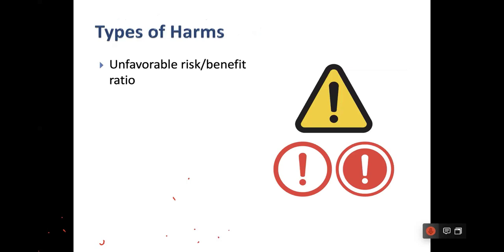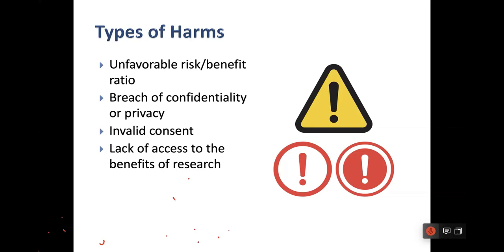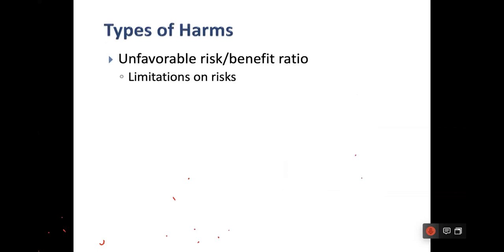So, as you said, we want to make sure there's a favorable risk-benefit ratio. These are the type of harms in any research study: breach of confidentiality or privacy, invalid consent, lack of access to the benefit of research. So one could be harmed by the risk of the research. So for vulnerable people, since they're not giving their own consent to be in the study, again, we want the risk-benefit ratio to be favorable for every study, right? Yes. But because vulnerable people are not giving their own consent, we may want to have a limitation on risk.